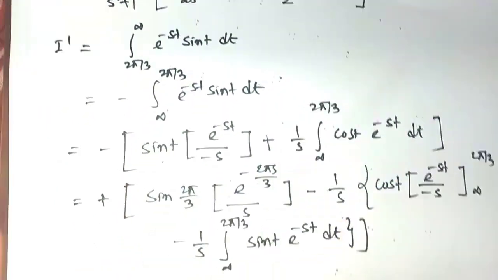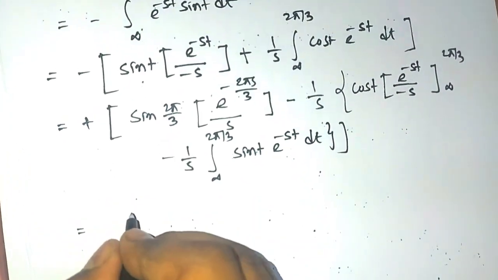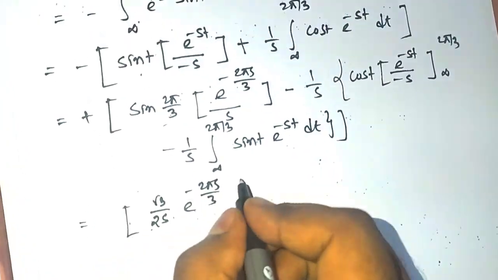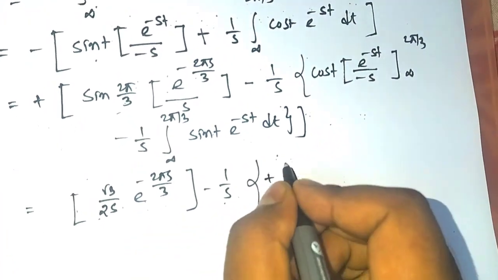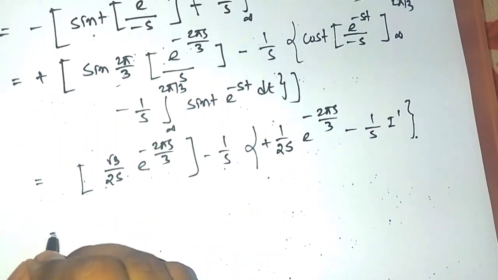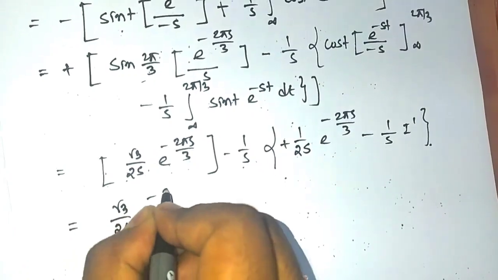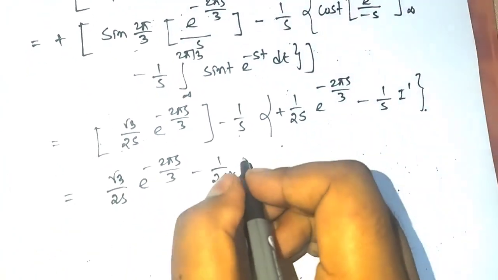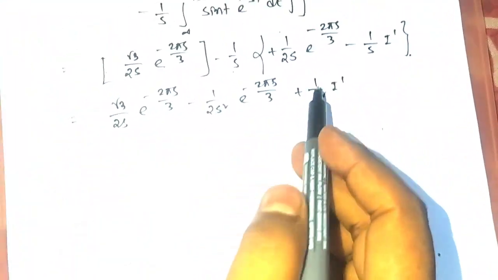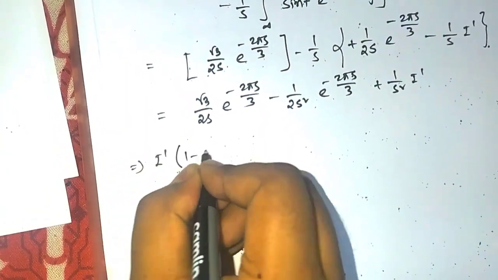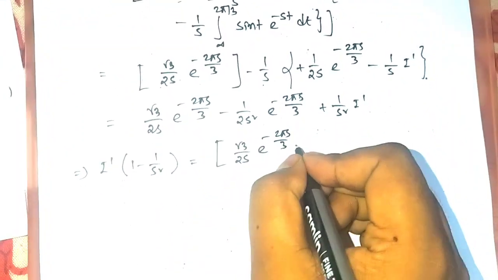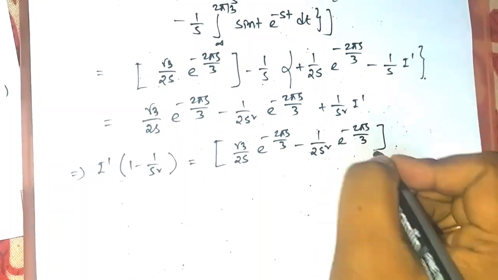Now you can see that this is our previous term, so here it will be replaced by I dash. So here we put the value: root 3 by 2s e to the power minus 2 pi s by 3 minus 1 by s, clear, plus 1 by 2s e to the power minus 2 pi s by 3 minus 1 by s into I dash, clear. So breaking the bracket: root 3 by 2s e to the power minus 2 pi s by 3 minus 1 by 2 s square e to the power minus 2 pi s by 3 plus 1 by s square into I dash, clear. Now bring this term to the left side, so we will get I dash into 1 minus 1 by s square equal to root 3 by 2s e to the power minus 2 pi s by 3 minus 1 by 2 s square e to the power minus 2 pi s by 3.